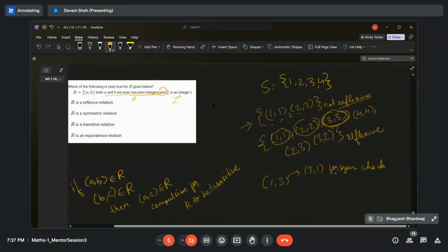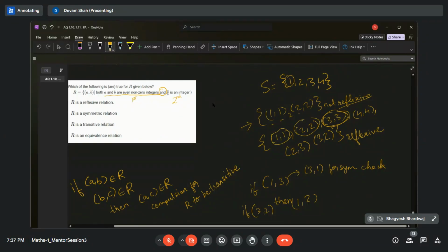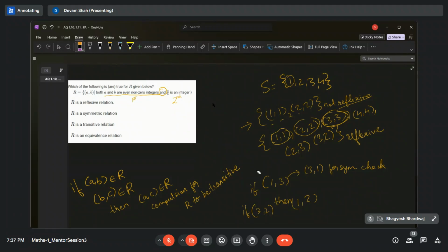For symmetric, you will check whether it has the reverse term. And for transitive, you will again check the other terms. If there is 3, comma 2 also, then 1, comma 2 should be present. Now is it clear? Yes, sir. Thank you. So for transitive and symmetric, you can't say that other elements can be present. You have to check each and every element. But for reflexive, yes, you only have to check that every element is mapped to itself. Let there be other terms, but this is reflexive. But it is not the same for transitive and symmetric.